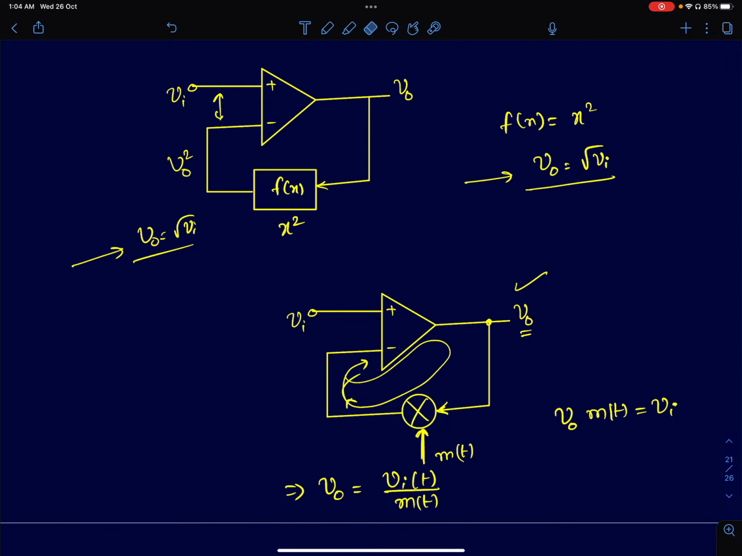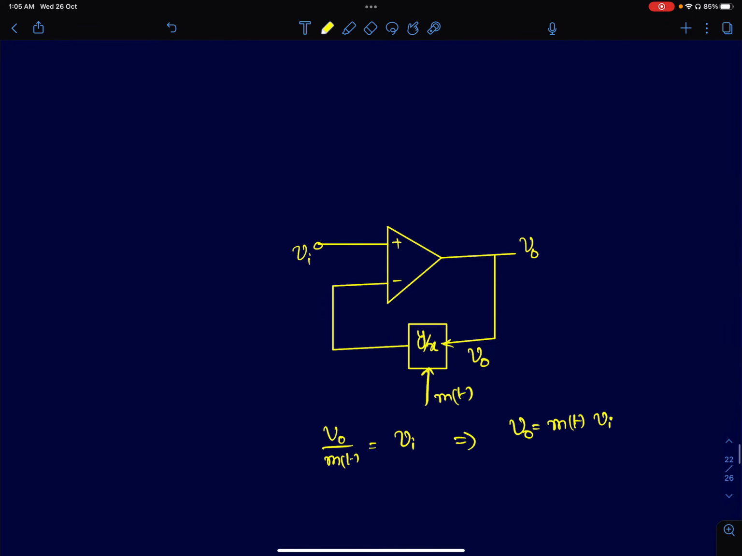Since I'm multiplying it by M of t, the feedback voltage here, Vf, is going to be M of t times V0. Now these two nodes will be equalized by feedback in the steady state. So equate those two, and you end up getting V0 as Vi of t by M of t. So I arrived at a voltage divider. When I say voltage divider, I mean it can divide two voltage quantities.